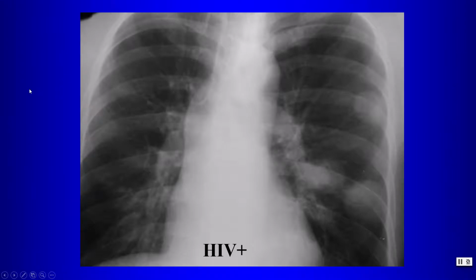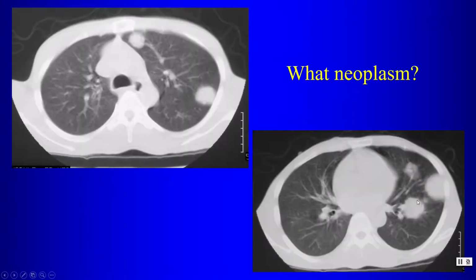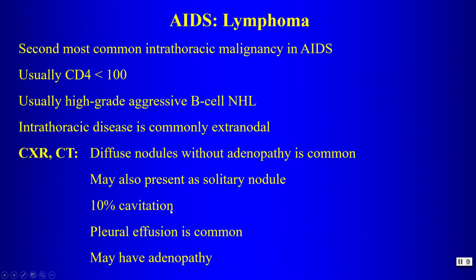Here's another patient who is HIV positive. This patient has multiple nodules here. Of course, we might think of infections, unusual infections like fungal infections. We might think of Kaposi sarcoma, but another neoplasm that can also occur in patients who are HIV positive, the other neoplasm to consider is non-Hodgkin's lymphoma.